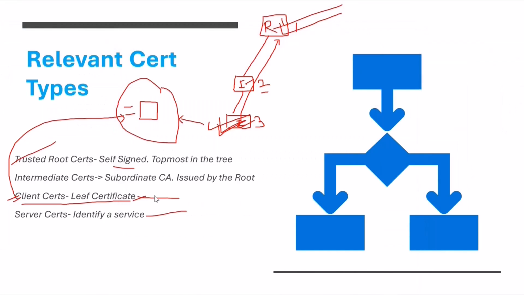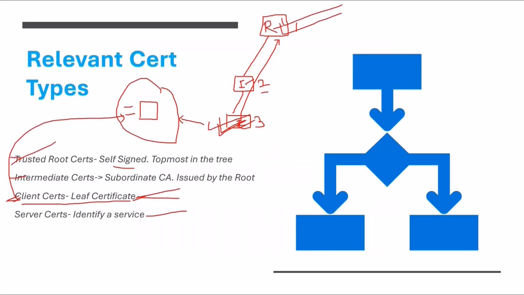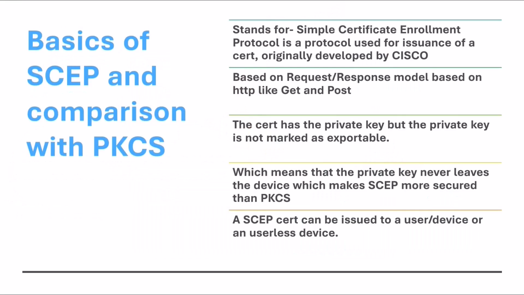So now we know what a server certificate is. Now we know what an intermediate certificate is, what a root certificate is, and what a client certificate is. Now we are going to focus on a client certificate. Again, a client certificate is a certificate which the client is going to use to prove its authenticity and to go through the authentication phase. This is a replacement for entering the authentication phase manually by entering the username and password.